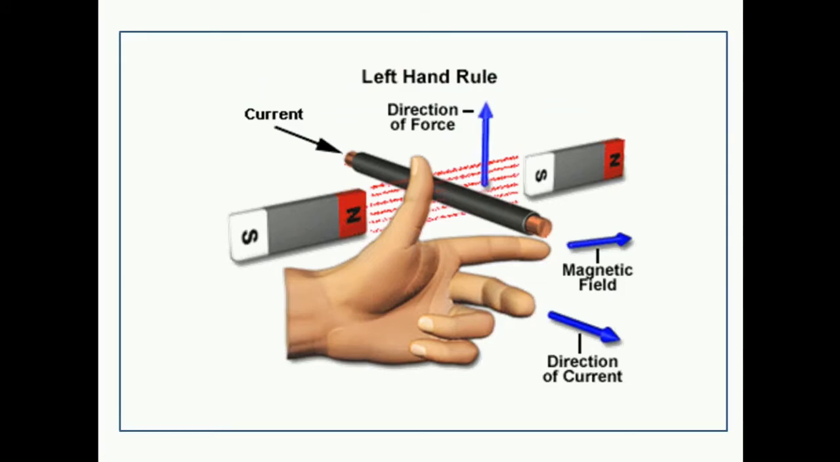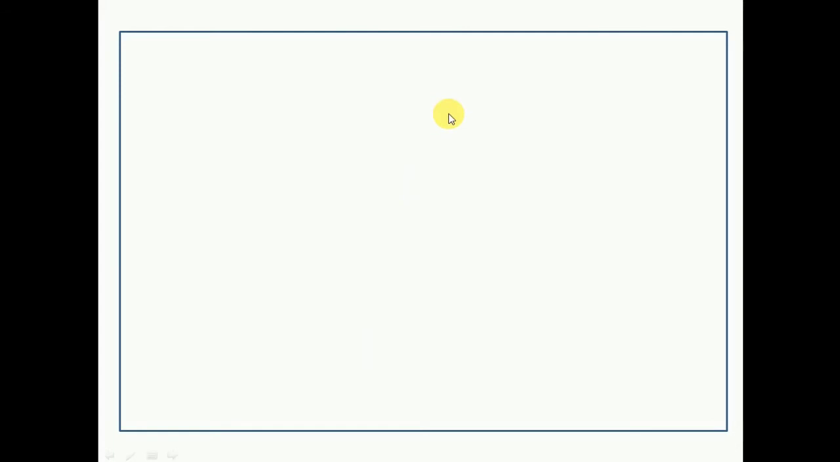So now let's understand the left hand rule using this diagram. Here you can see the magnetic field is going from north to south, and current is flowing in this conductor in this direction. If you keep your left hand in such a way that the index finger shows the direction of magnetic field and the middle finger shows the direction of current, then the thumb will show the direction of force. So that means this conductor will move in the upward direction due to the force due to the magnetic field.